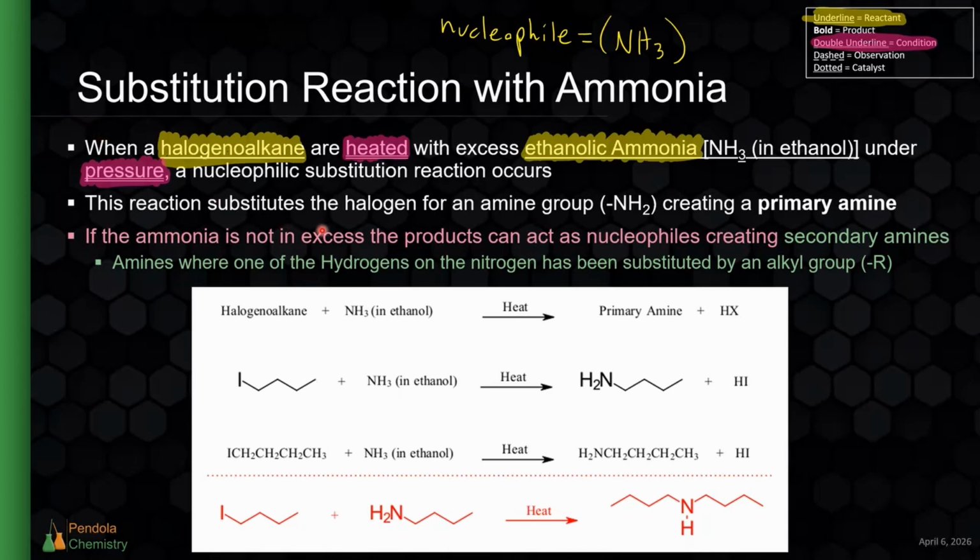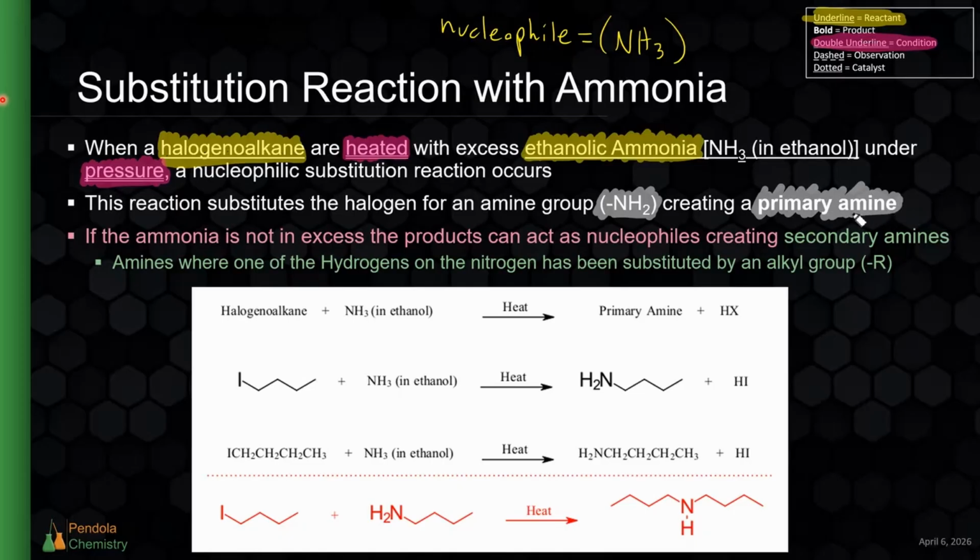The reaction substitutes the halogen for an amine group. Do notice that the ammonia is going to lose a hydrogen when it does this, and it becomes not an ammonia, NH3, but an amine, NH2. So the ammonia is going to become NH2 and replace our halogen, creating a primary amine. Primary meaning that it's NH2, not N with carbon chains on it.